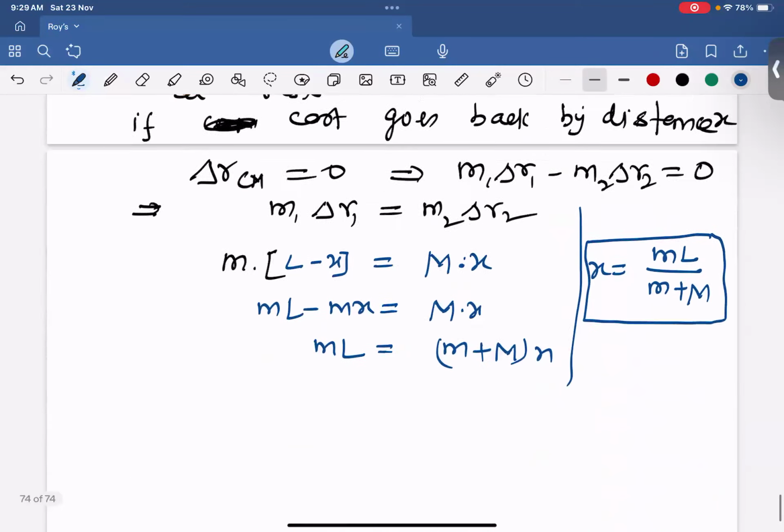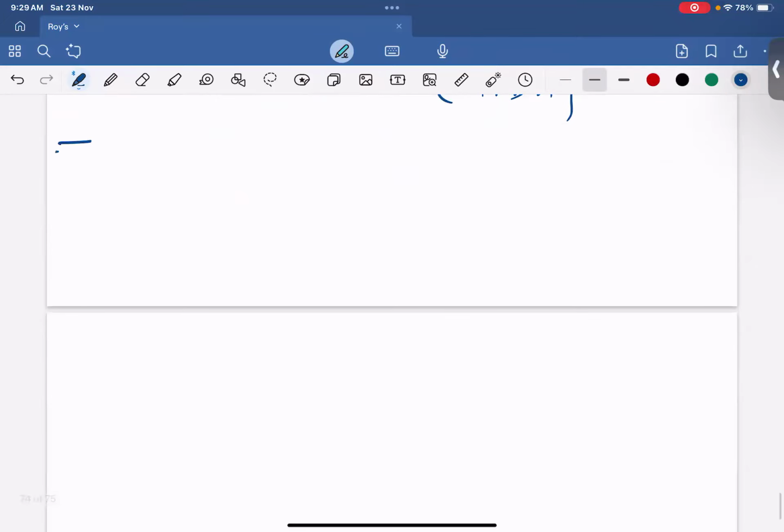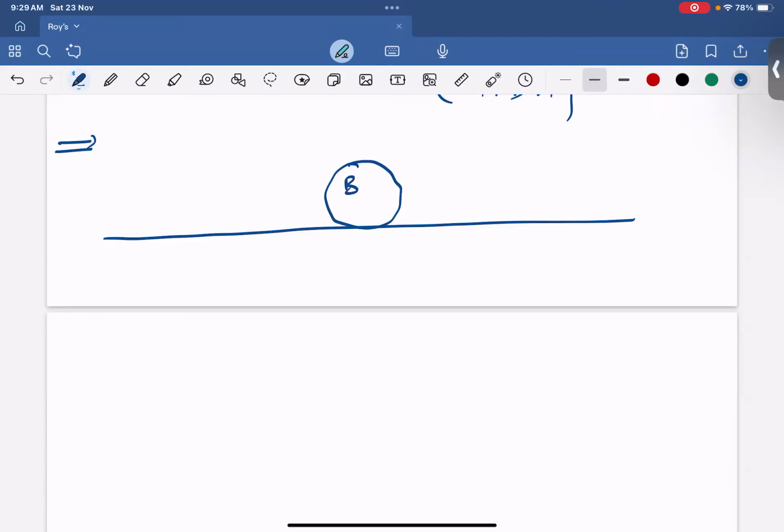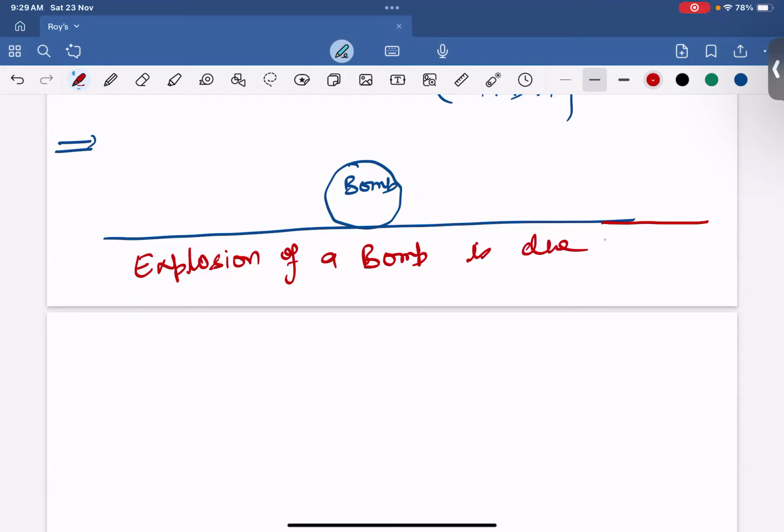Always remember, I am taking one more example, the example of a bomb. Let's suppose this is a bomb that is kept at some place. The bomb is initially at rest, and when it explodes, the explosion is not due to any external force, it is only due to internal force. Am I correct, Neil? Yes, sir. Because we are not applying any force on the bomb, it explodes due to internal chemical reaction, due to internal forces.